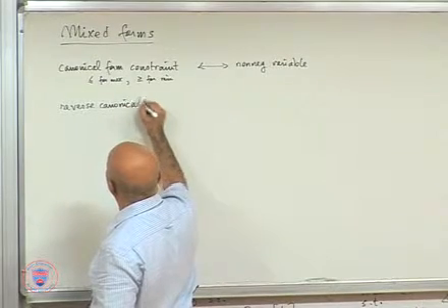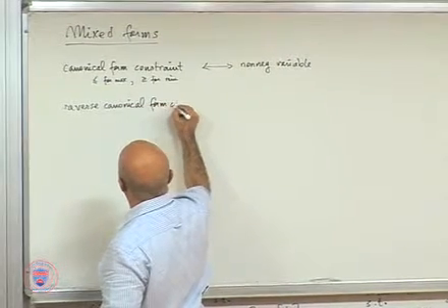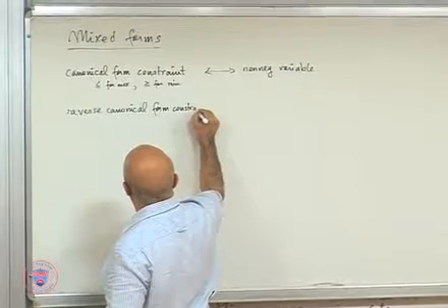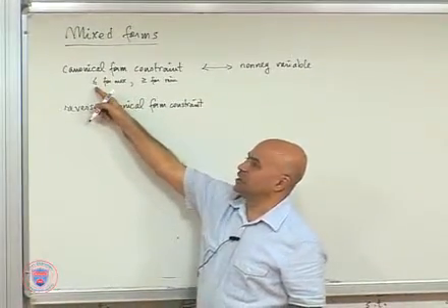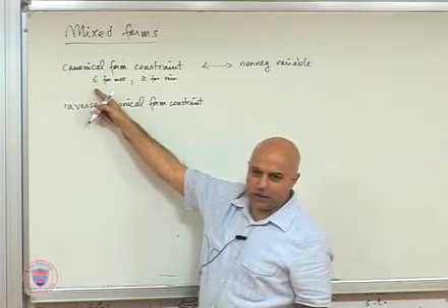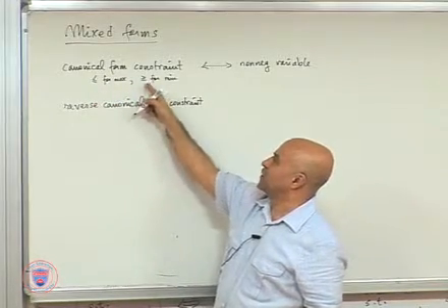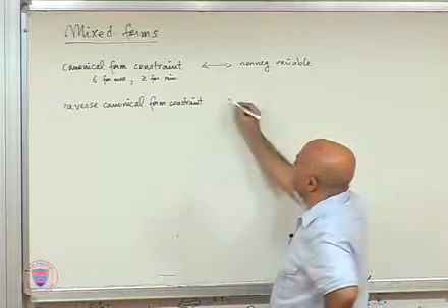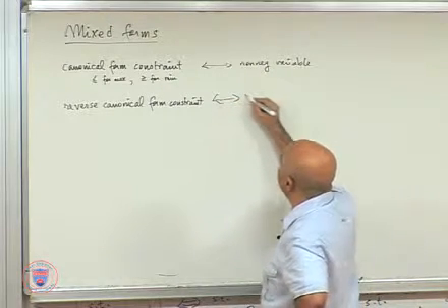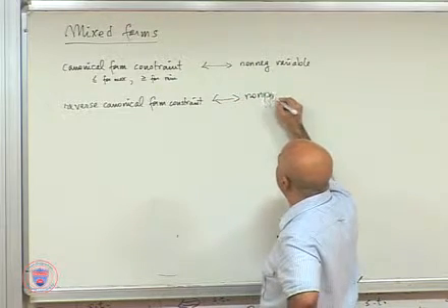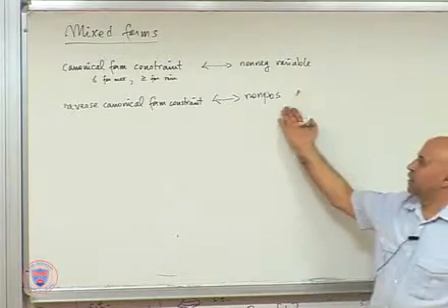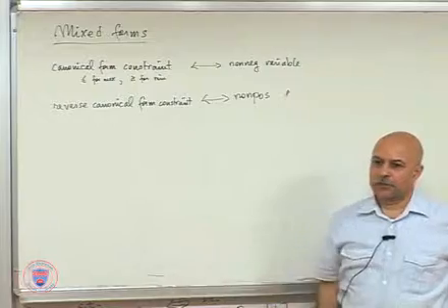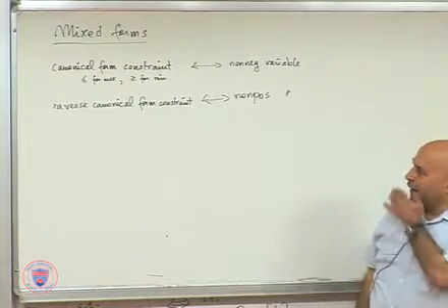Okay, if you have the reverse canonical form constraint, which means for a maximization problem, the constraint is greater than or equal type, and for minimization, it's less or equal to type, in that case, of course, the corresponding variable happens to be non-positive. Also, a non-positive variable corresponds to a reverse canonical form constraint.